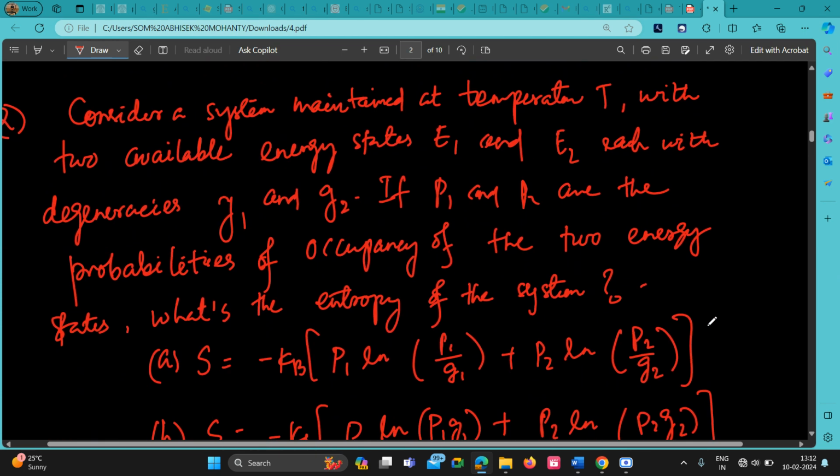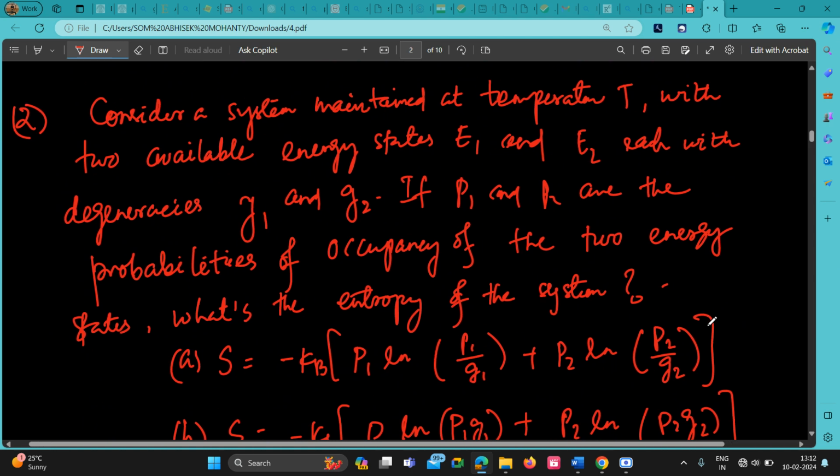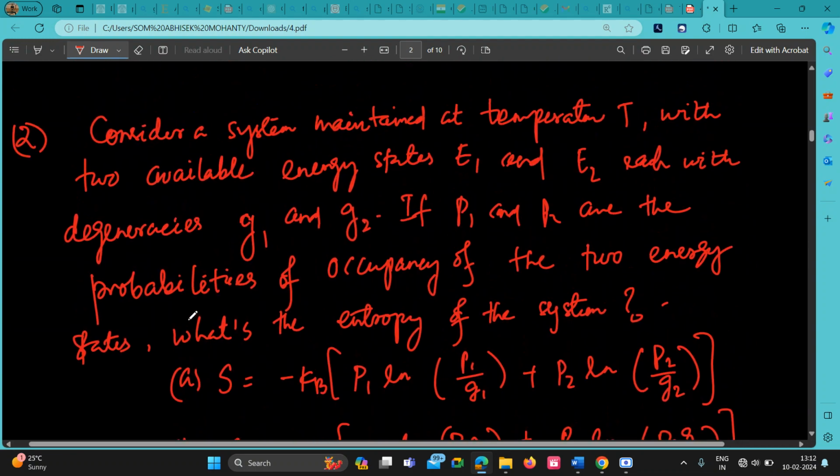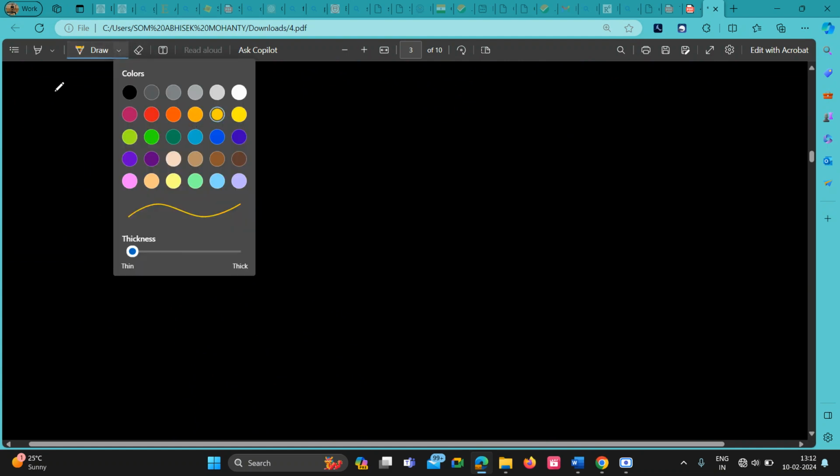So the system is maintained at a temperature T with two available energy states E1 and E2, each with degeneracies G1 and G2. If P1 and P2 are the probabilities of occupancy of the two energy states, what's the entropy of the system? Okay, E1, E2 are there, and their degeneracies are G1, G2. So, what is the probability we know?